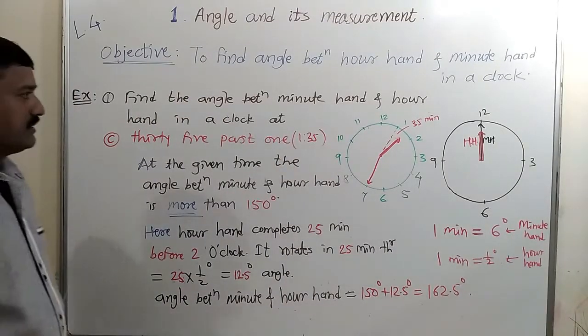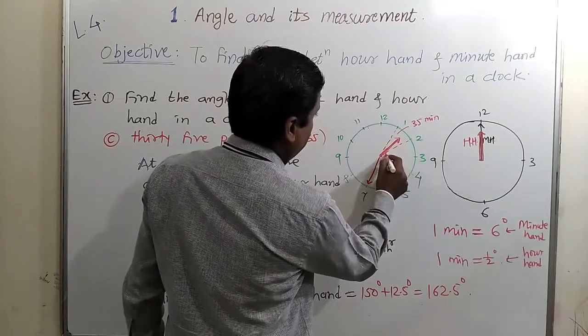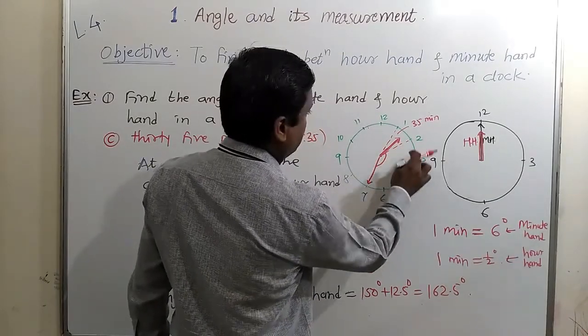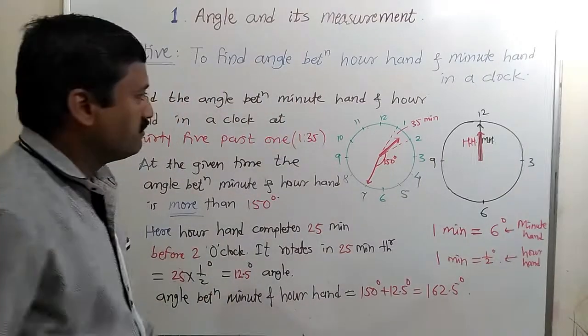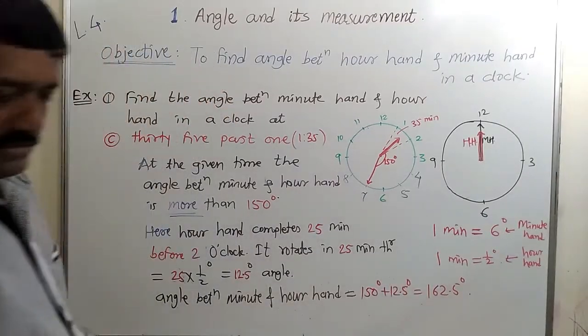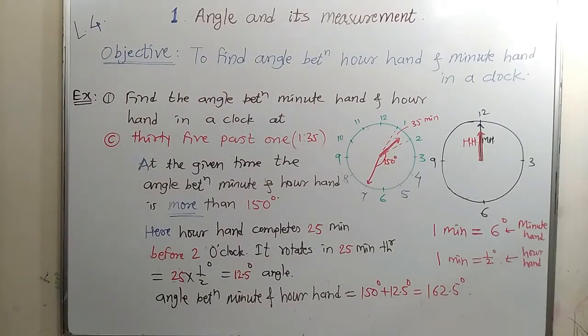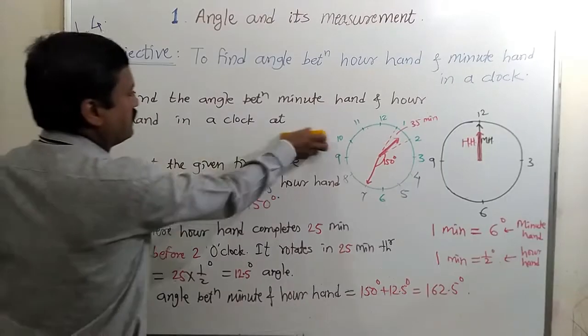Is it okay? This angle will be 30, 30, 30, 30, so 150. So 150 plus 12.5 degree, it will be 162.5 degree. Let us see the next one. Example number 4.